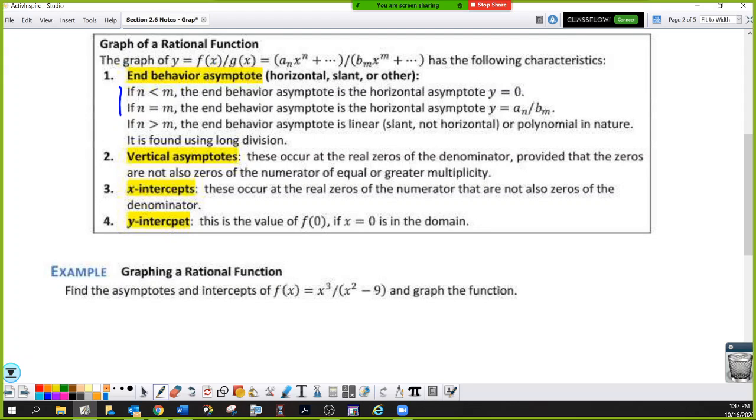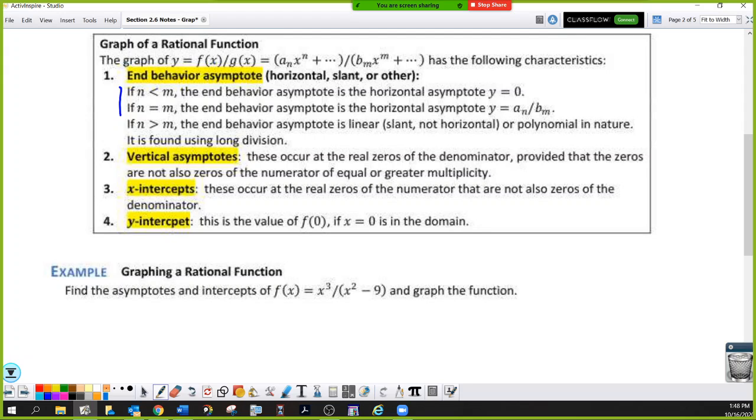If it's more than 1 bigger, then your end behavior asymptote will be polynomial in nature. You could have an x to the third end behavior asymptote. That just means that at the infinities, the graph would look like that polynomial. It doesn't tell you what's going on when x is small, but at the infinities, it would look like the polynomial. And we find those polynomial end behavior asymptotes by using long division. That's how we find those. You guys okay with that idea? So we're going to do it in a minute.